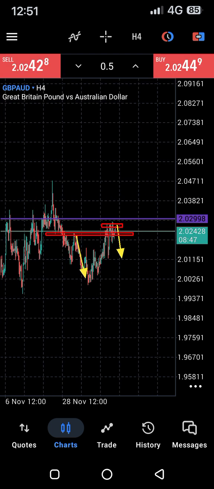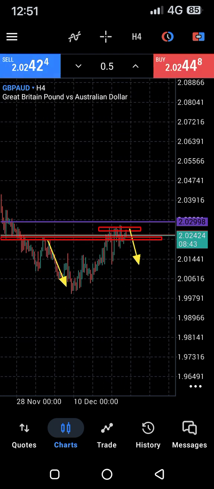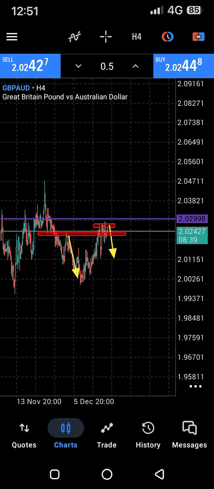But yeah, GBP AUD actually could start selling. You just have to give it a couple of time, because I don't really see much on it. Let's wait, let's just give it time. I'll come back and update you guys.